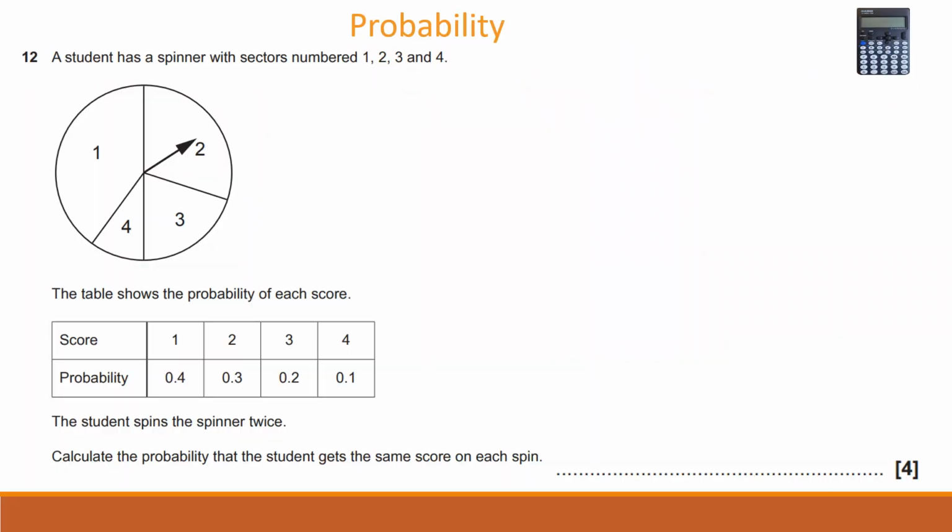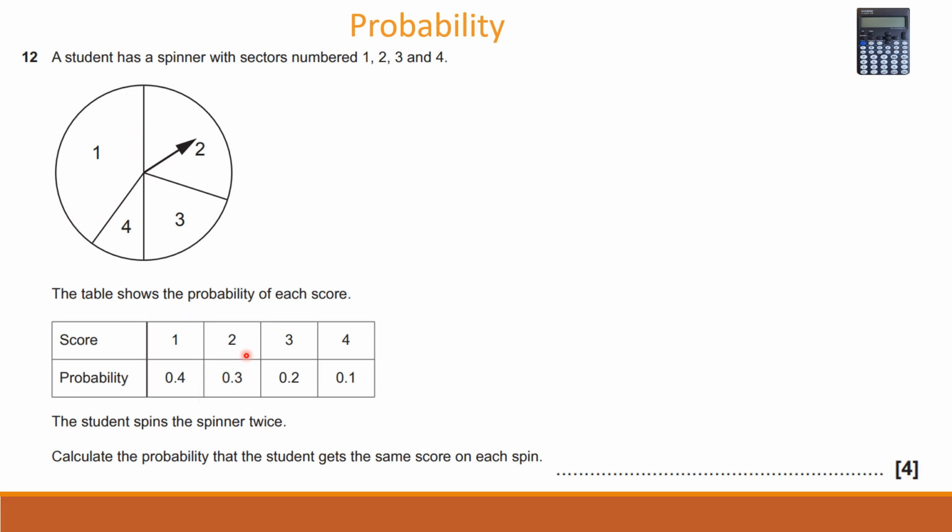This is a question on probability. The keywords in the question are linked to this table. So we have got the score and probability given in the table. If you score a 1 on this spinner, the probability is 0.4. You can see that this is the largest section on the spinner, so you get the largest probability.